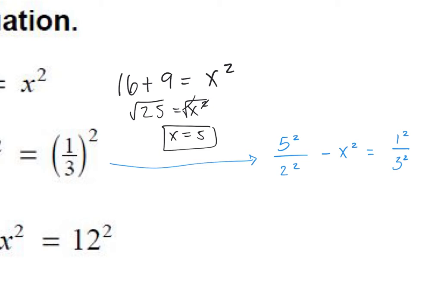We're looking at that numerator. Remember, 5 squared is just 5 times 5, which is 25. And then over 2 squared, Samantha? 4. David, what is 1 squared? 1. And 3 squared? 9. So we have 1 over 9 on the other side.